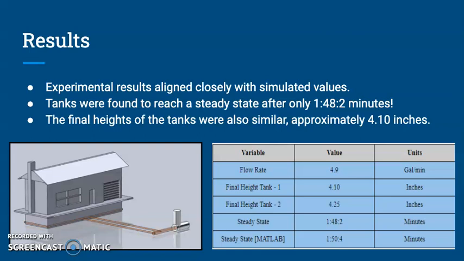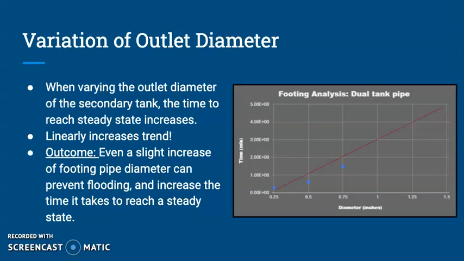And then from the last slide, you can see that as you vary the outlet diameter of the secondary tank, there's a linear relationship between the increase in the diameter and the time it takes to reach steady state. So the outcome would be that even a slight increase in the footing pipe diameter would prevent flooding and increase the time it takes to reach the steady state value.